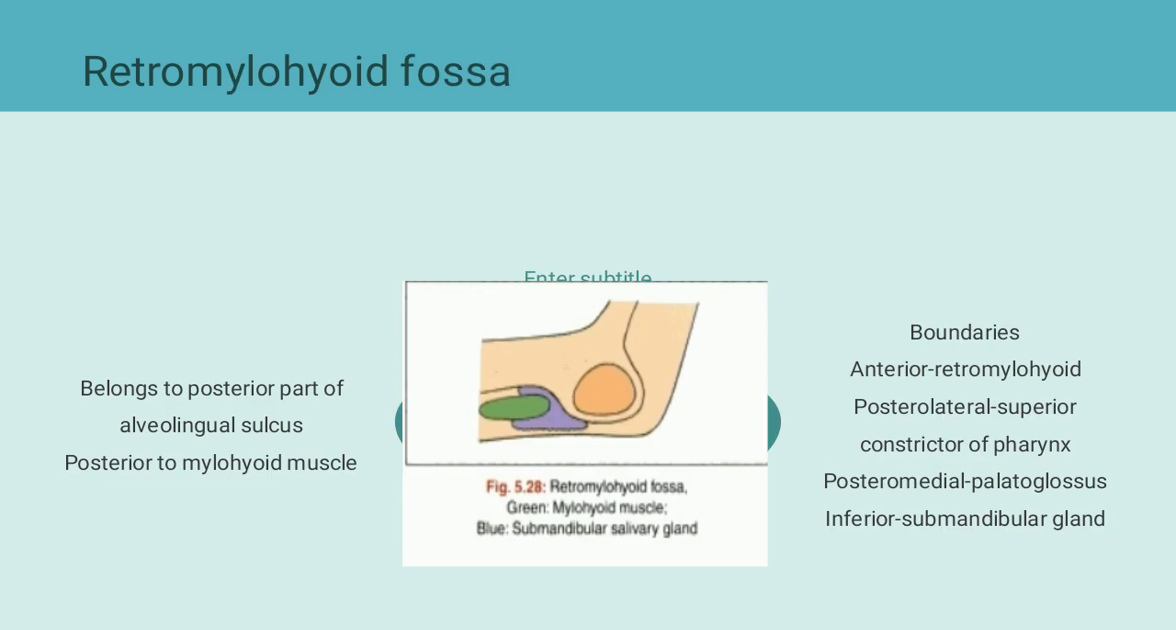Next, the retromylohyoid fossa. It belongs to the posterior part of the alveolingual sulcus and lies posterior to the mylohyoid muscle. Its boundaries are: anteriorly the retromylohyoid, posterolaterally the superior constrictor of the pharynx, posteromedially the palatoglossus, and inferiorly the submandibular gland.